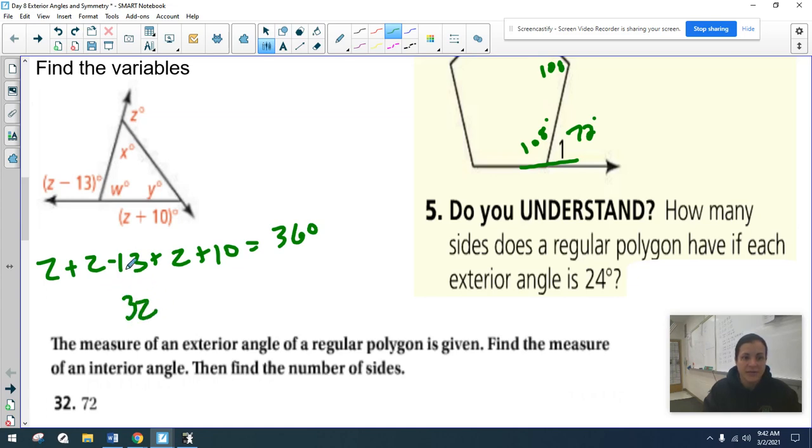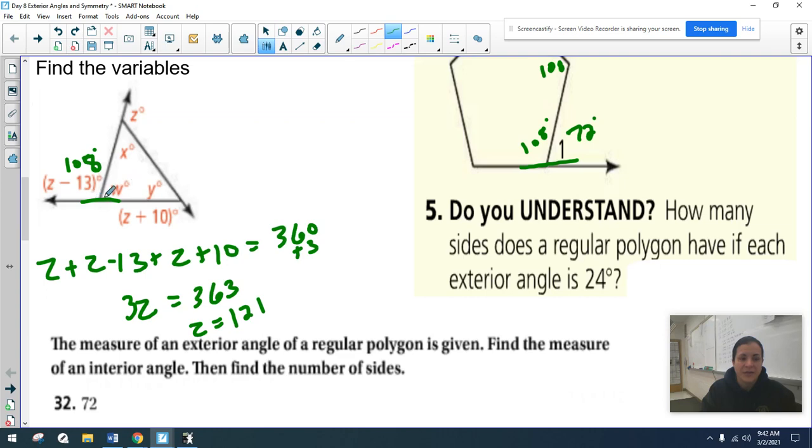So I've got 3 z's. Negative 13 and 10 is negative 3. So I'm going to add 3 over here and then divide by 3. So z is 121. So now that gives me the z for the variable. Now I can find w because these two equal 180. So if I plug in 121 right there and subtract 13 from it, that's going to give me 107, right? No, 108, sorry. So that's going to give me 108.